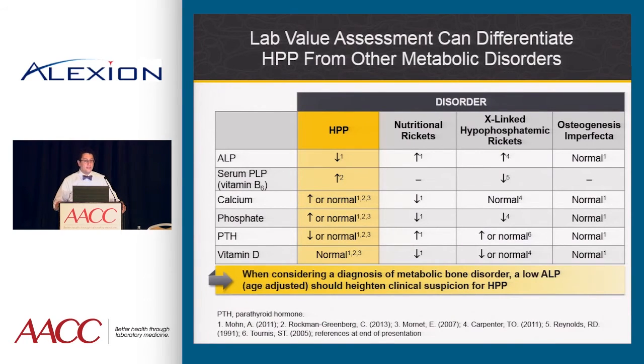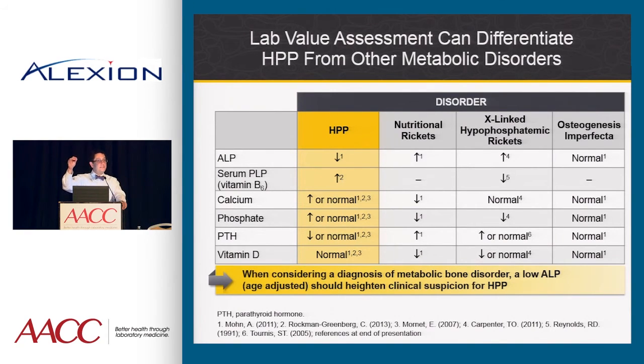Okay, and then talking about lab values to differentiate between HPP and other metabolic disorders. In almost every other form of rickets, probably due to low phosphorus, which happens in nutritional rickets and also obviously in hypophosphatemic rickets, the ALK phos is high, right? That's what I typically get the calls for. It's a high ALK phos. I just got a call from the NICU yesterday: ALK phos is high, can you come down, Dr. Zaritsky? HPP, low. You see a low ALK phos, it should trigger you to say, hey, what's going on here?